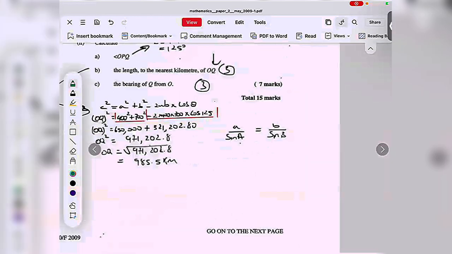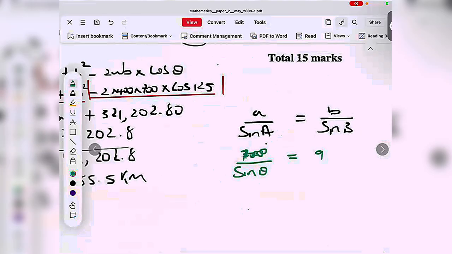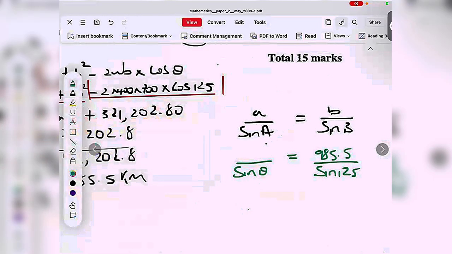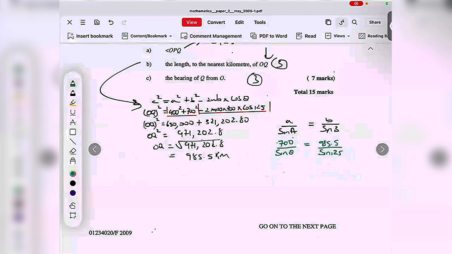So we're going to have 700 over the sine of the angle we're looking for, which is theta in this case. And b now is going to be 985.5 over the sine of the angle in front of that, which is 125. All right, what is 985.5 divided by sine 125?